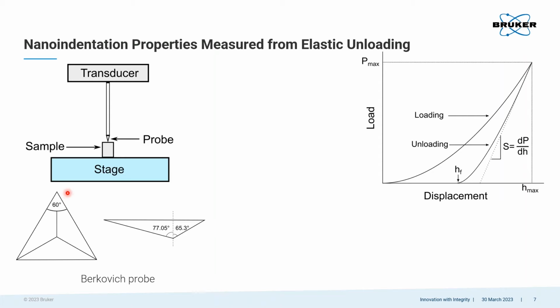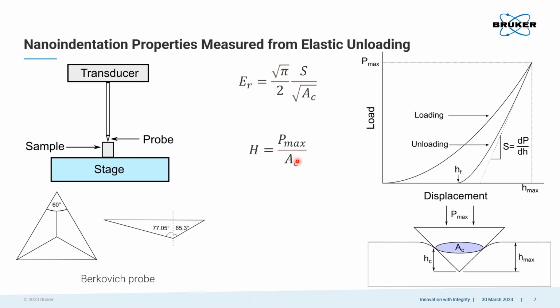So as we indent the sample, we load the sample, and we measure simultaneously the load and displacement on the sample, both during loading and unloading. And we can calculate the unloading stiffness from the unloading portion. And this is where the important properties come from, where we're measuring the reduced modulus based on the stiffness and the contact area, and the hardness based on our maximum load and our contact area. So that contact area, as a reminder, is the projected contact area of the indenter during the indentation process.